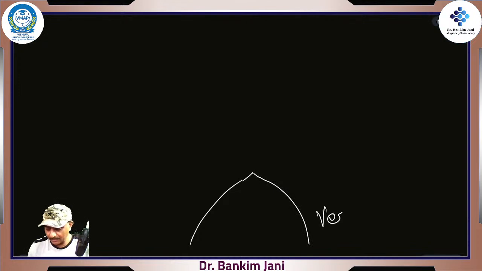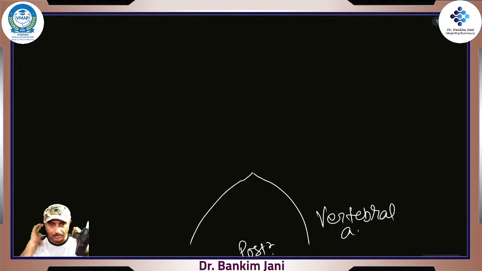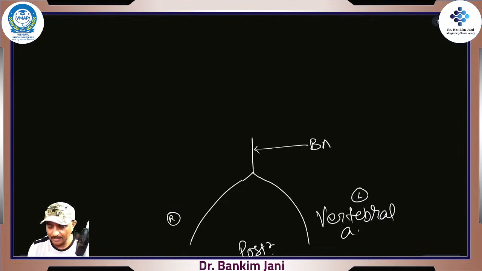So take it from here, the vertebral artery you saw. This is the posterior portion, the back, so they will be going into the vertebra. That's why it is called the vertebral artery. On both sides, the right side and the left side, the vertebral arteries unite at the base, and that's why this is called the basilar artery.